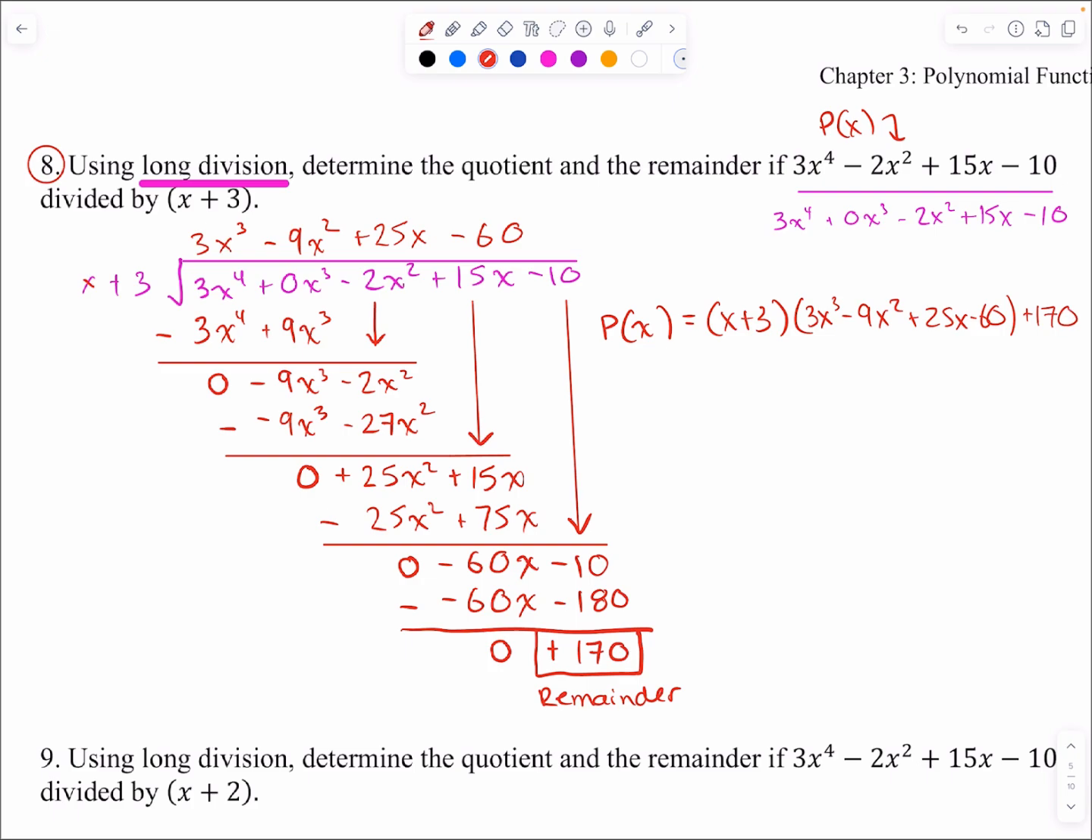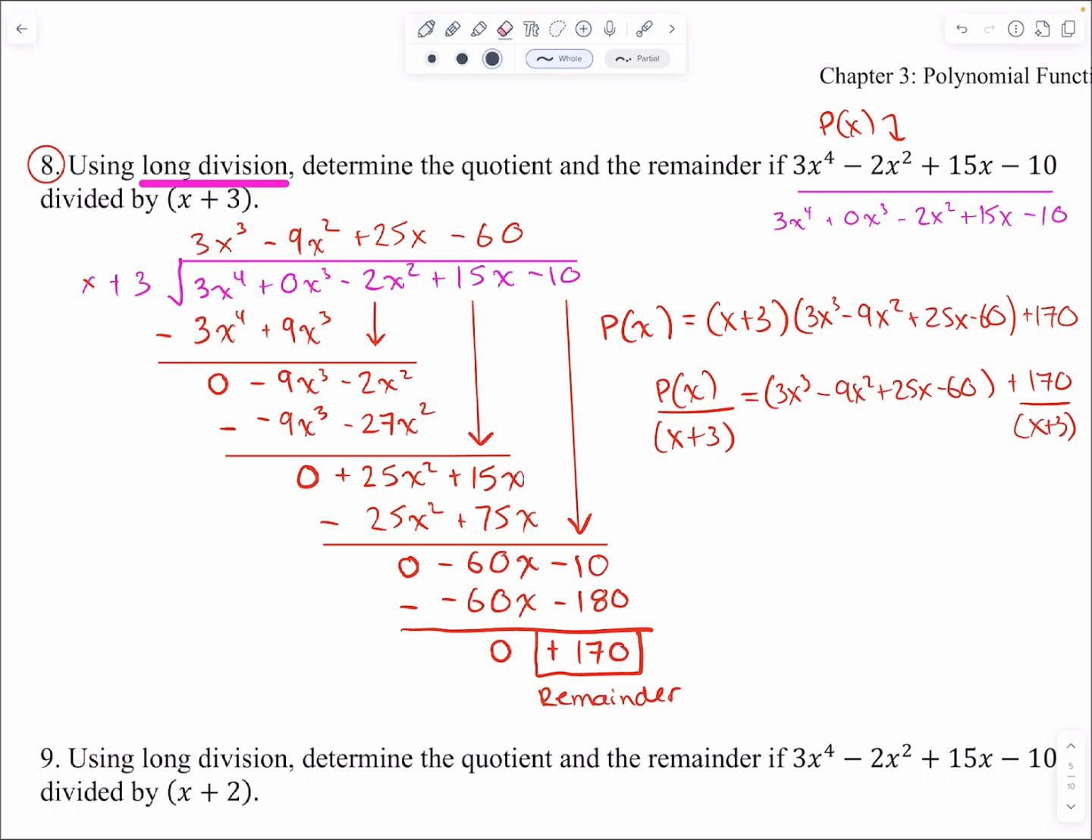Okay. So another way that you might see this written is your polynomial at x divided by x plus 3, which is what we did. We took our polynomial and we divided it by x plus 3. And that's going to be equal to 3x cubed minus 9x squared plus 25x minus 60 plus 170 over x plus 3. We just divided everything by x plus 3. One way you might see it written as well.